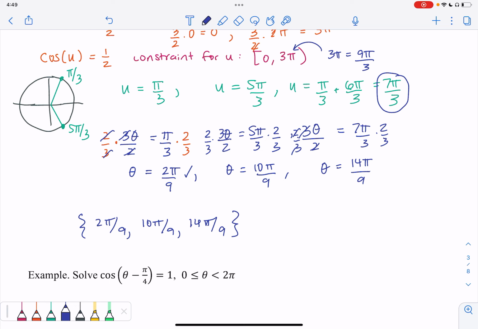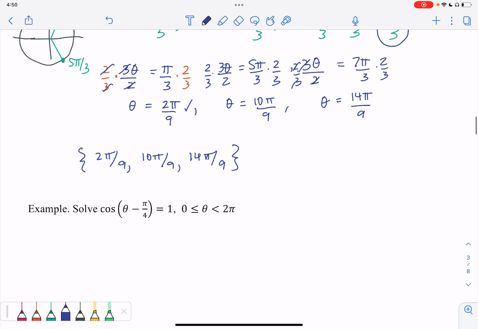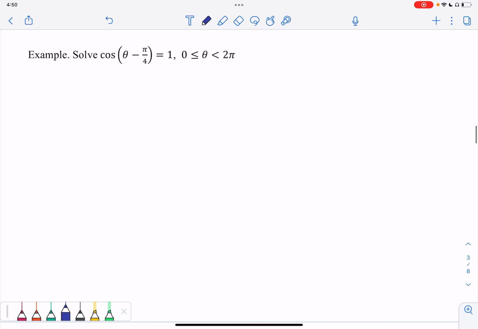So this is good, and as long as you remember to answer in terms of theta instead of the u that you made up, then we'll be all set. Okay, let's look at another substitution example. Solve cosine of the quantity theta minus pi over 4 equals 1, where theta has a constraint between 0 and 2 pi. Okay, so if we're going to use substitution again, it's a good idea to practice this method. We write let u equals theta minus pi over 4.